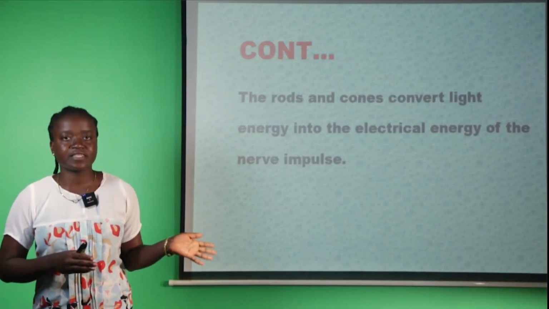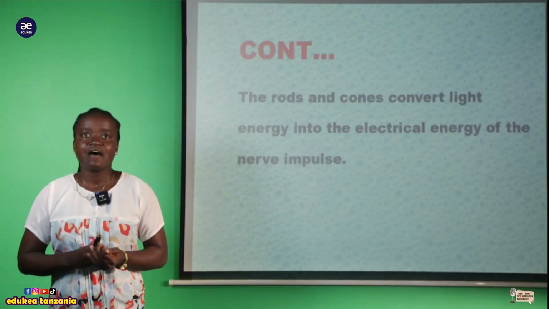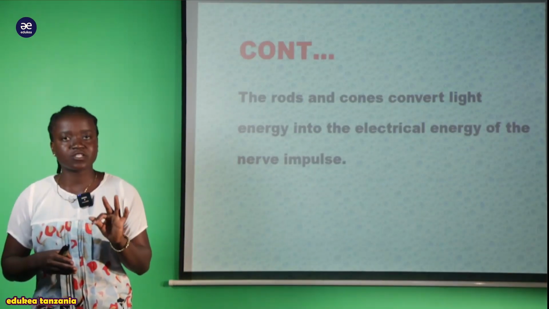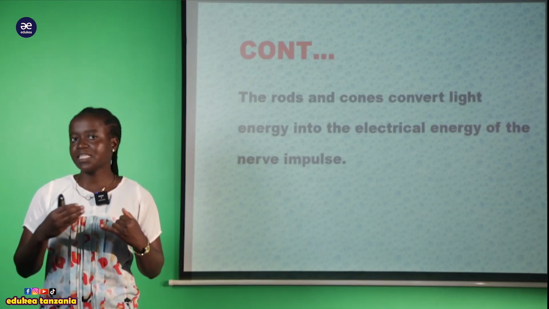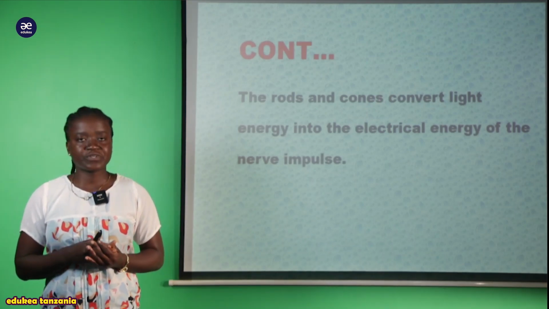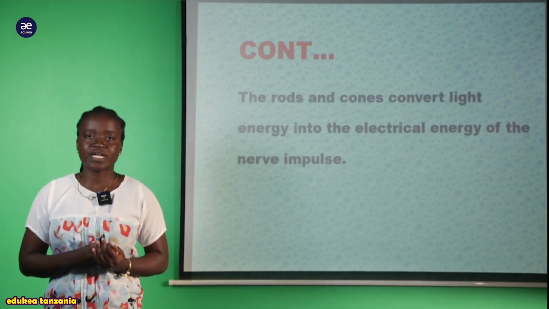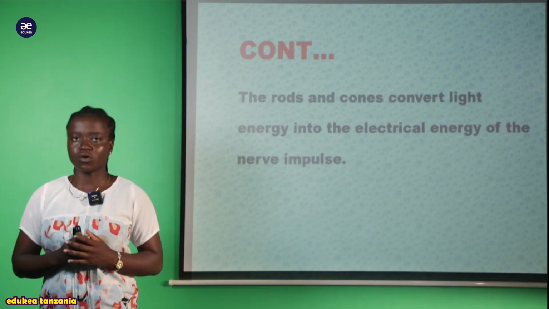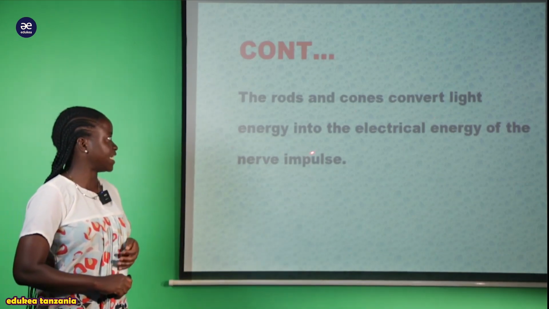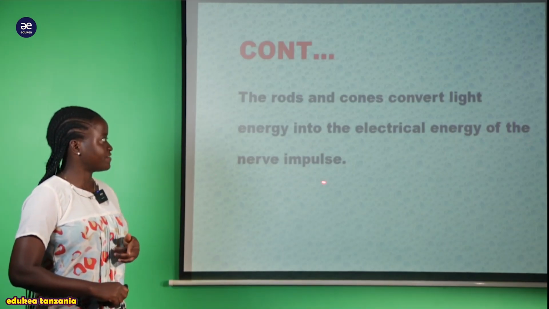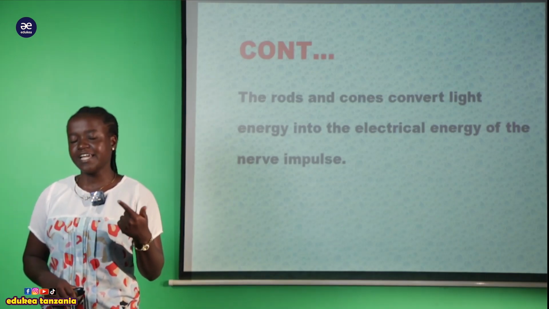Students, as I have said in the last part of this session, we are discussing the structure of the retina. We have said that the retina has two layers, and the first is called the outer layer of the retina. Within the outer layer is where photoreceptors are found. What kind of photoreceptor are we talking about? The rods and the cones. The rods and the cones convert light energy into the electrical energy of the nerve impulse. That is the main function of the rods and cones.